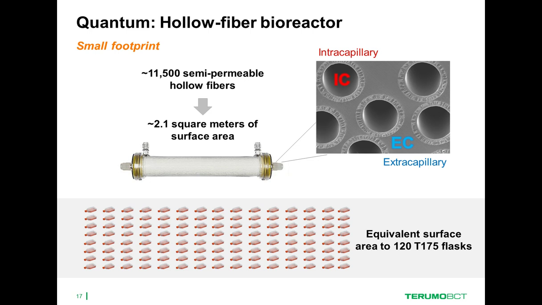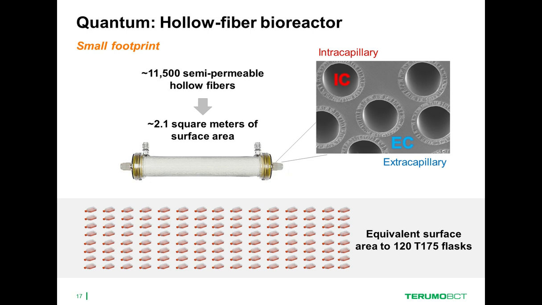You can think of the bioreactor as a Pringles can containing 11,500 semi-permeable hollow fibers that give it 2.1 square meters of surface area. This is equivalent to 120 T175 flasks.